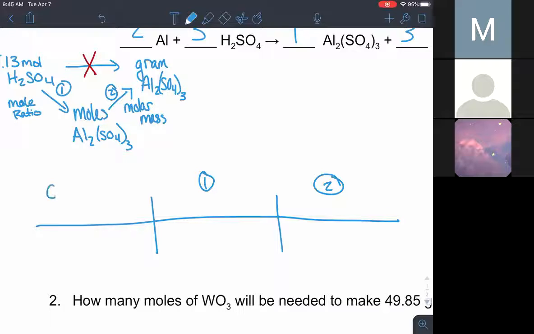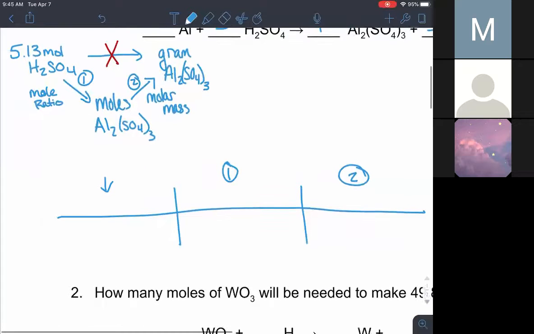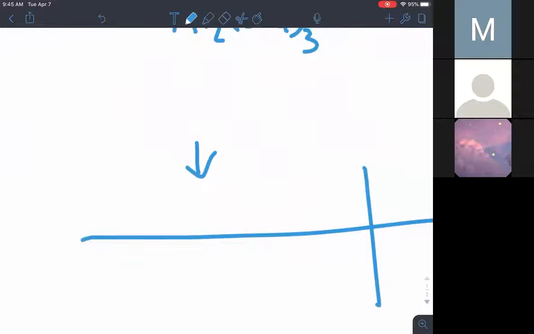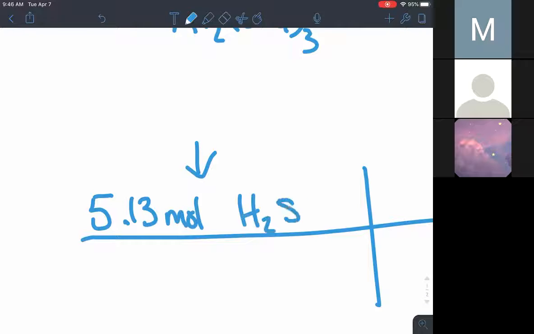What goes in right here? The given. Perfect. And our given was what? 5.13 moles of H2SO4.